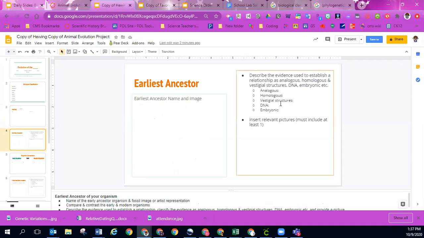Is it DNA evidence, or is there embryonic information that says that they are related? So whichever evidence you can find to back up this being an early ancestor of your animal is what you are going to put there. If you find pictures or anything that's relevant to the slides, you can put them on there.